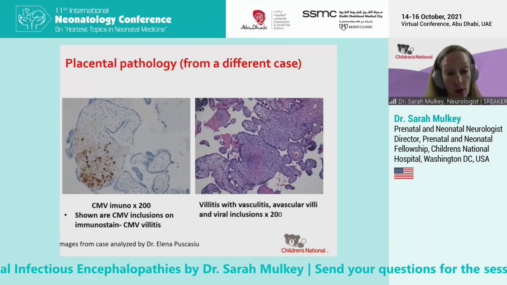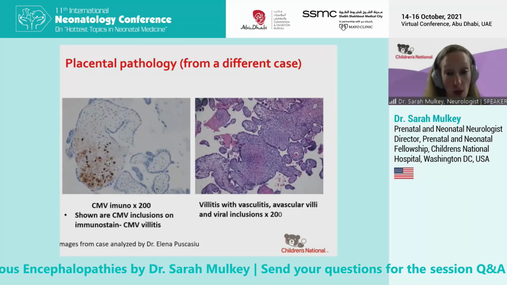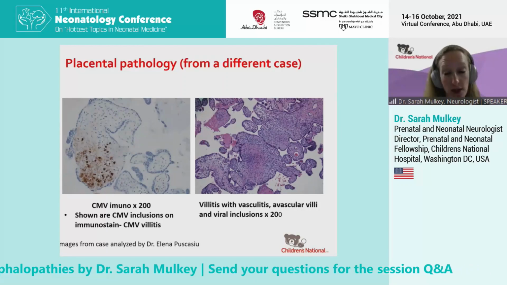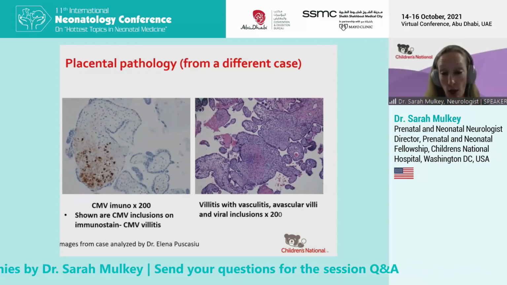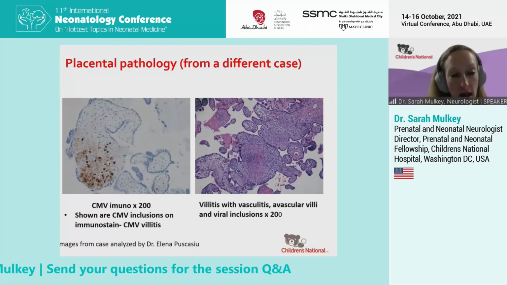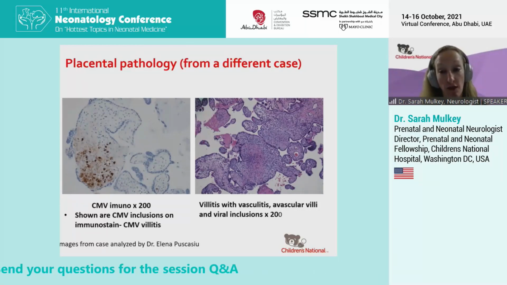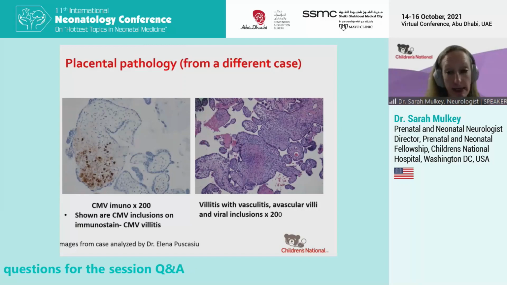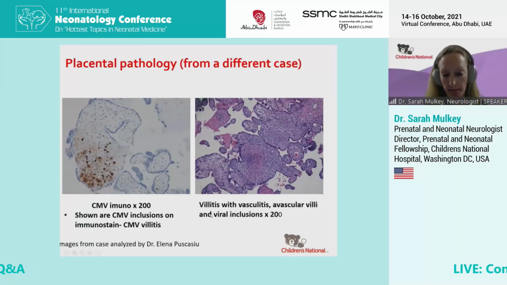When I consider babies with congenital infection, it is always important to try and get the placenta. So if you do have a baby in your NICU that you're concerned about congenital infection, try and get that placenta if you can. Here is placental pathology from a different case, and we can see the inclusions of the CMV here with special staining in the placenta.